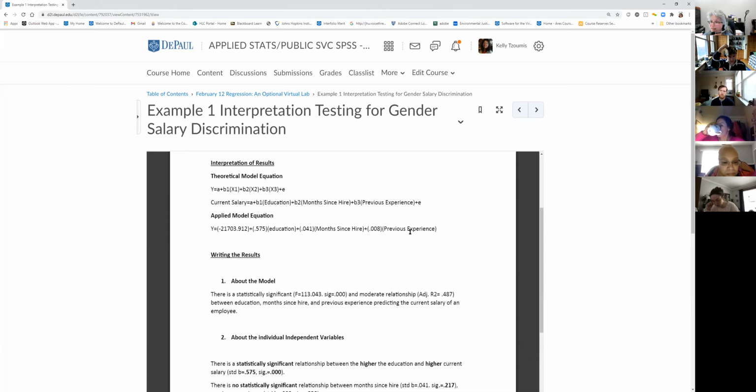So a new employee walks in, he or she gives us the number of months of previous experience. A new employee walks in, they give us the months since they were last hired. A new employee walks in, they give us their education level. I can put those numbers in here from that new employee, do the multiplication, do the addition, make sure I get my negative constant in that equation, and I can calculate what their current salary should be based on my organization. Pretty handy, huh?